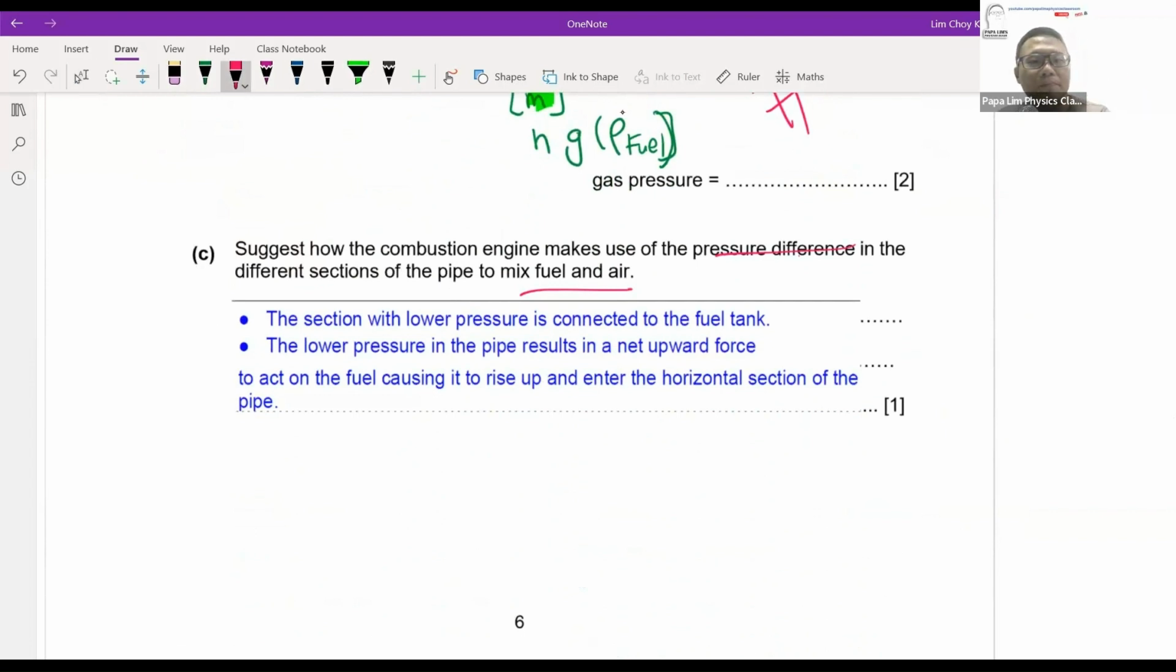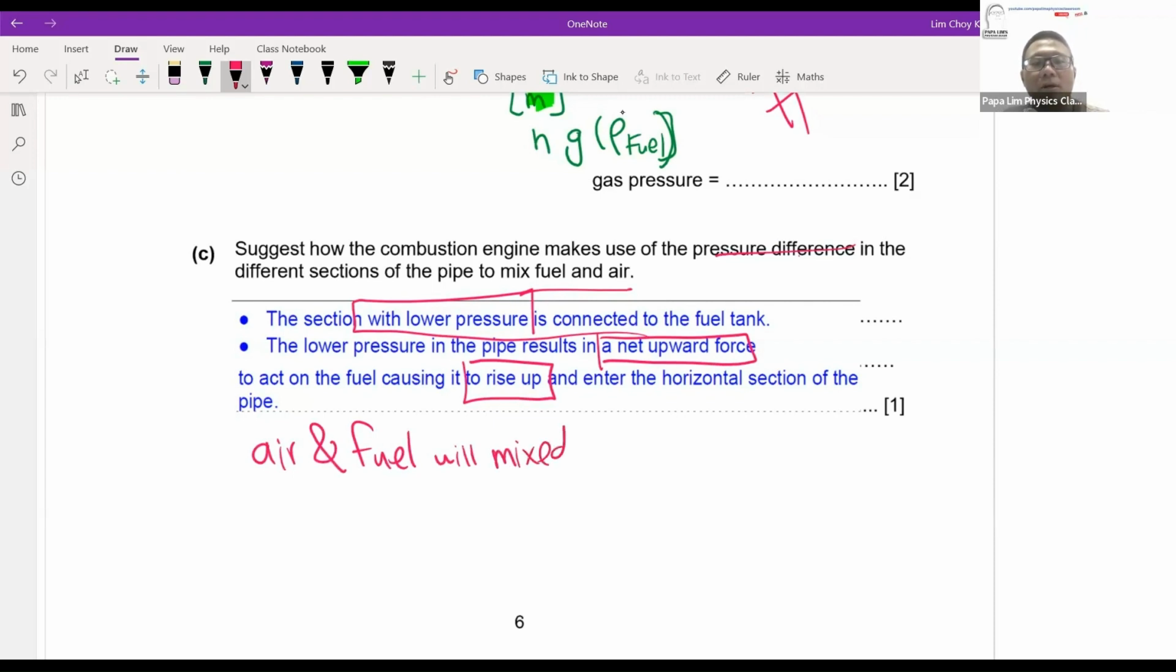So which means that they will have a lower pressure, or the difference in the two pressures, you'll find that you will actually set up the upward force to push the fuel up the nozzle. So when I push the fuel up the horizontal section, you will find that the air and the fuel will be mixed together. So that's how your combustion engine mixes fuel and air together.